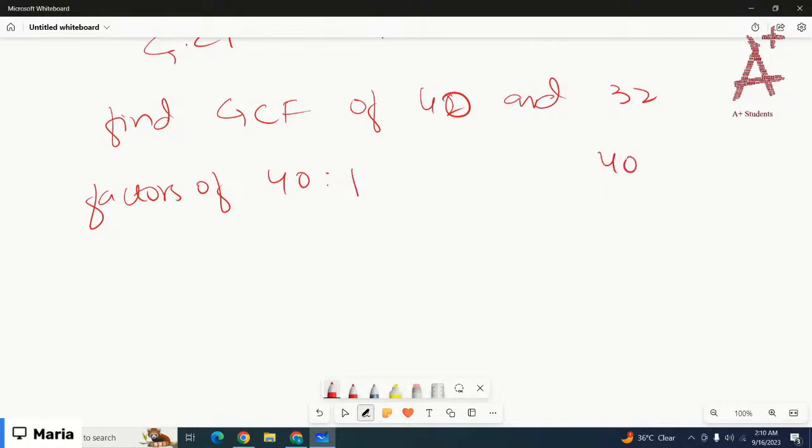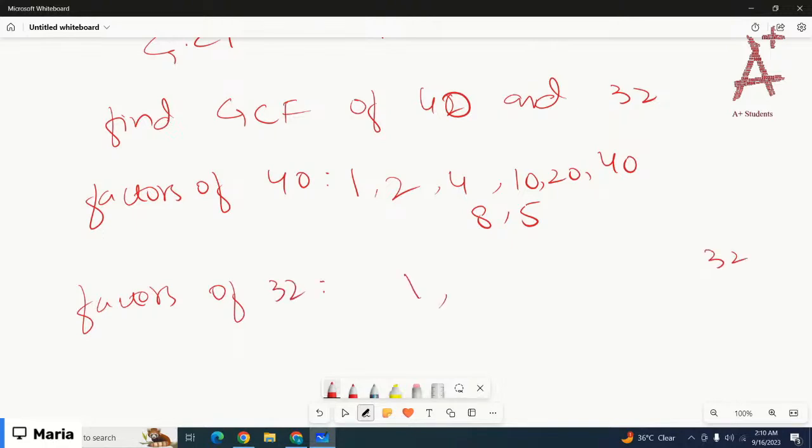1 times 40 is 40, right? Then 2 times 20 is 40. Then you have 4 times 10 is 40 and 8 times 5 is 40. These are all the factors of 40. Same way, let's just write down the factors of 32. Okay, 1 times 32 is 32. Sorry, 2 times 16 is 32. 4 times 8 is 32. Right? These are all the factors of 32.